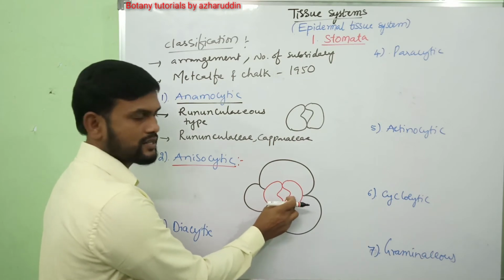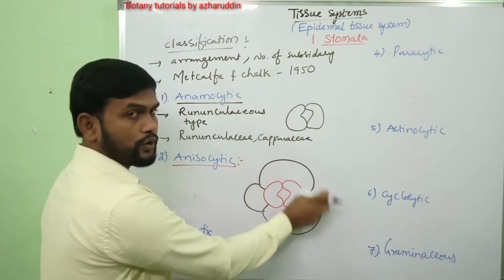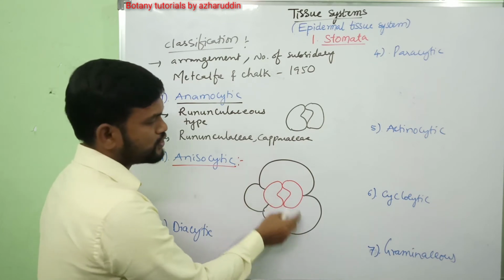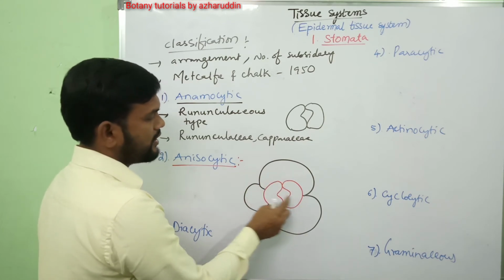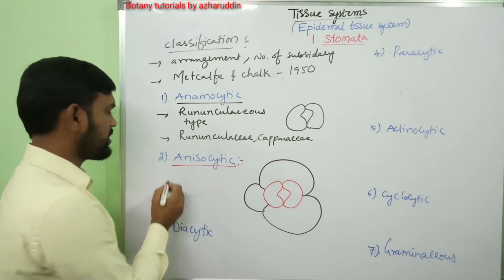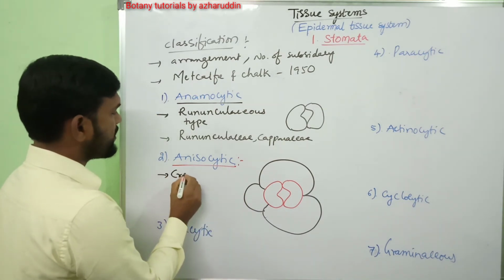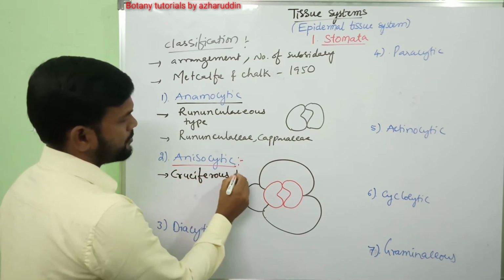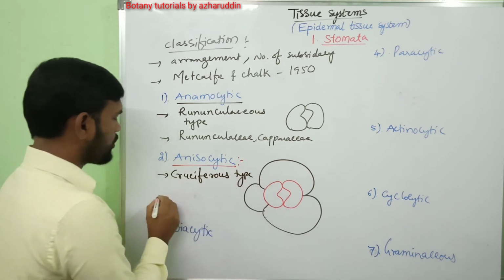These are the guard cells. These 2 guard cells are surrounded by 3 subsidiary cells. They are unequal in size, in which 2 are larger in size and 1 is smaller in size. This anisocytic stomata is also called cruciferous type. Example, Cruciferae.